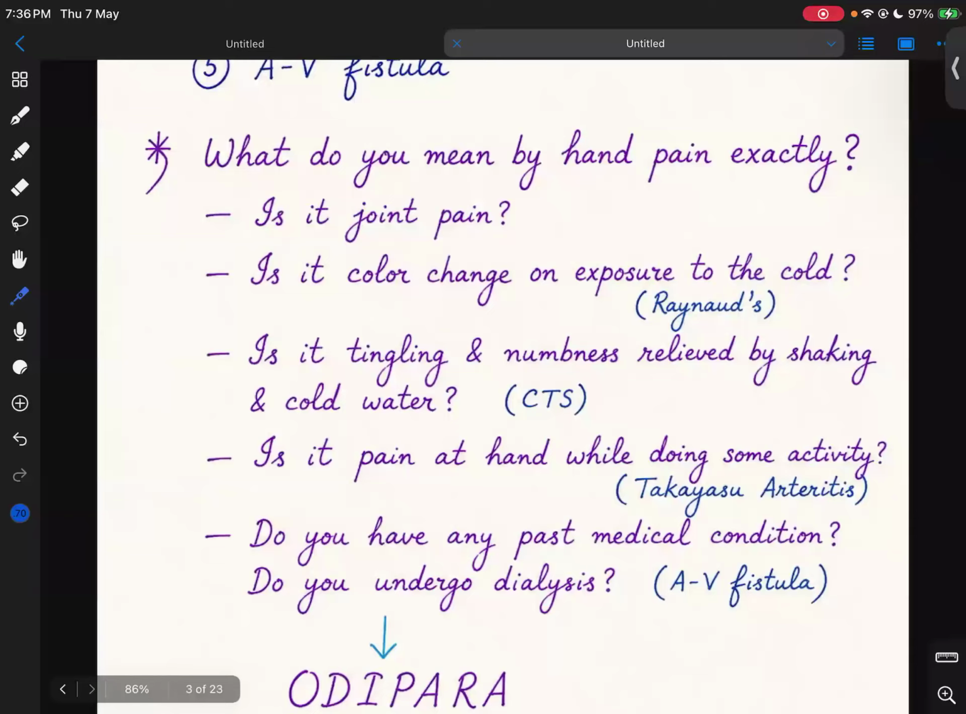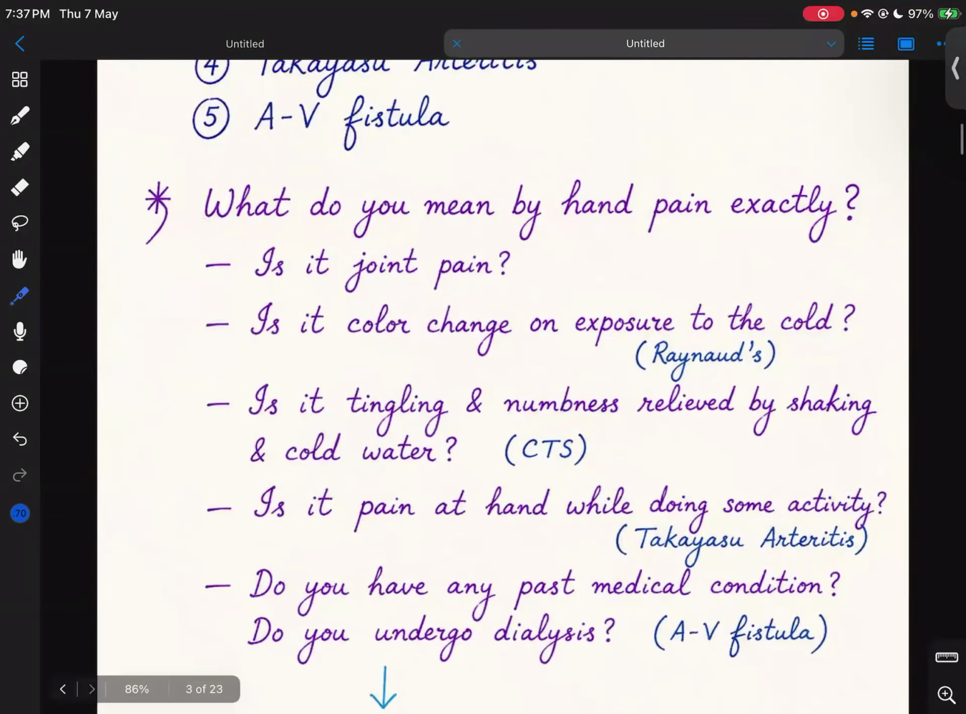I will suggest you memorize these 5 questions for any case of hand pain. Up to now, in the last 5 years, I have not seen any case of hand pain coming apart from these 5 diagnoses. We will later learn how to approach joint pain and Raynaud's phenomenon. We will discuss this separately. But in the PACES exam, we will be given the prompt of hand pain, and most of the time, if you don't ask the surrogate what do you mean by hand pain exactly, he or she may not give you the exact information to guide you to the diagnosis. So better to memorize these 5 questions.